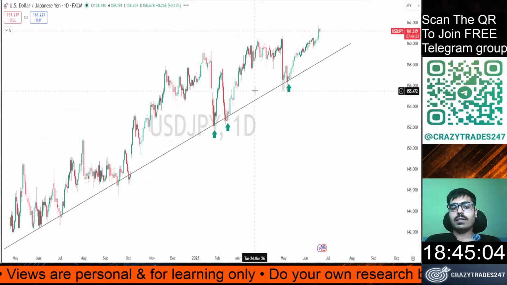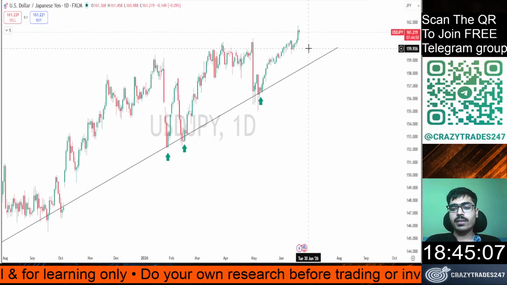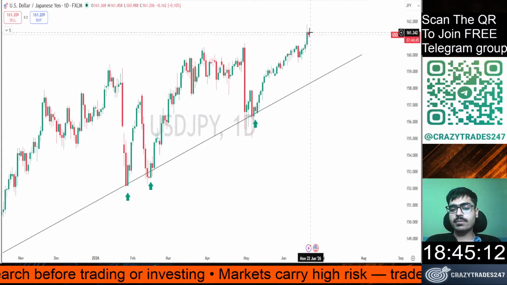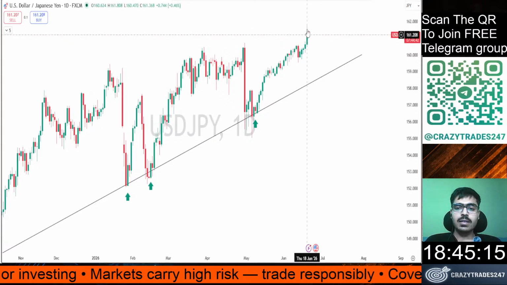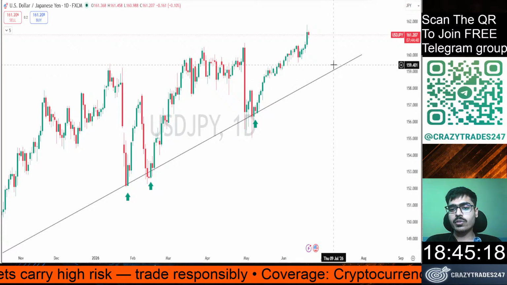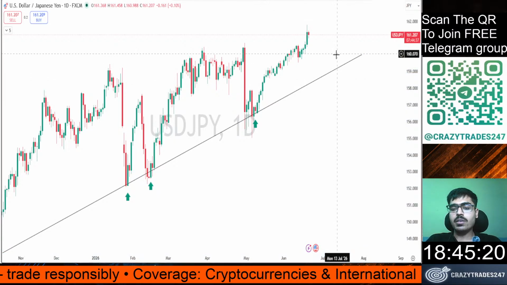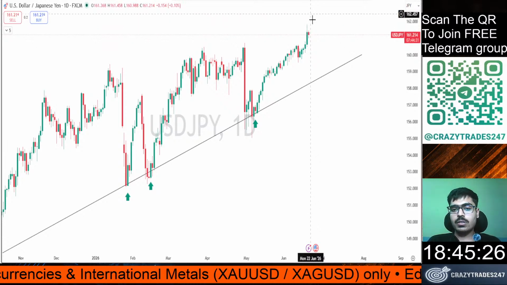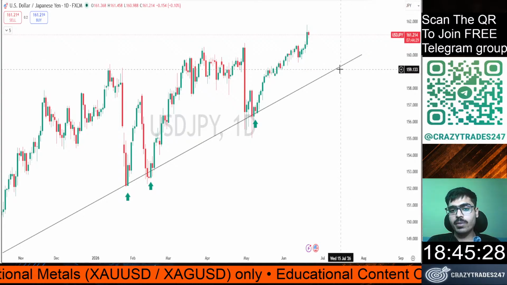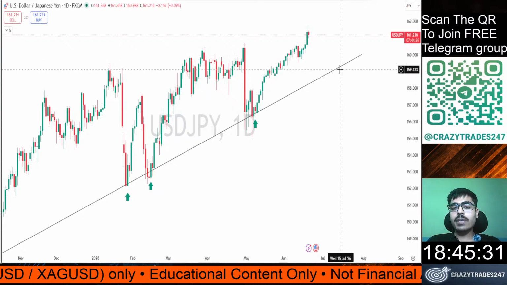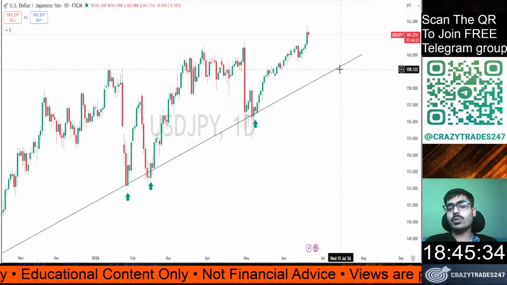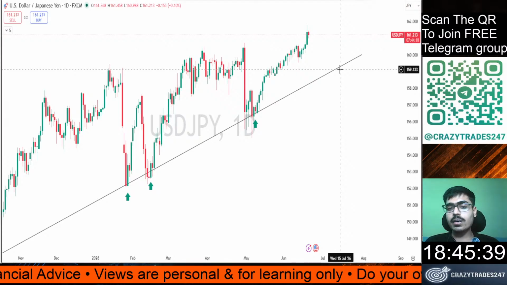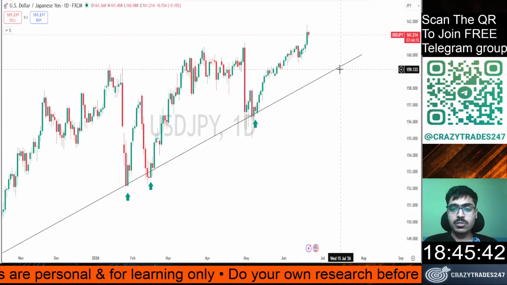Every time it has made some new high, there has been a tendency that price has shown in the past that it has given a down move to retest this rising trend line multiple times. So it's safe to assume that price might give a downfall to retest this rising trend line, but that would not be our opportunity to take a short entry. In fact, we should not be looking forward to taking a short entry on this particular pair, USD JPY, as this is historically in a bullish trend, and that too a very strong one.